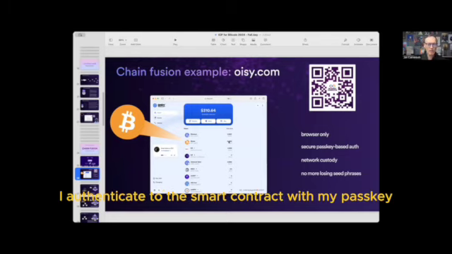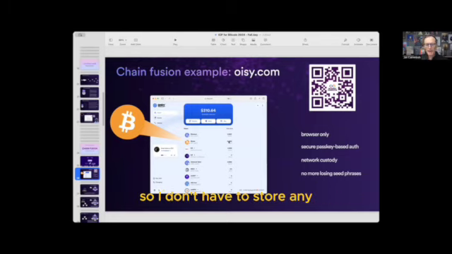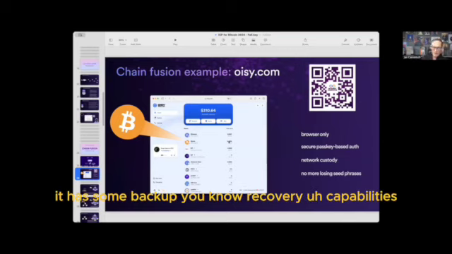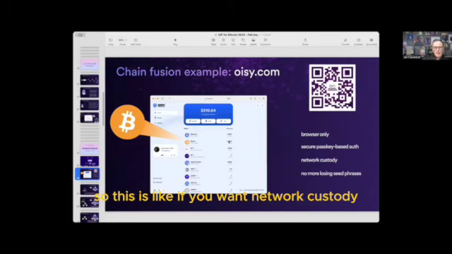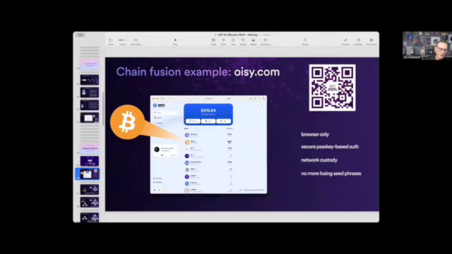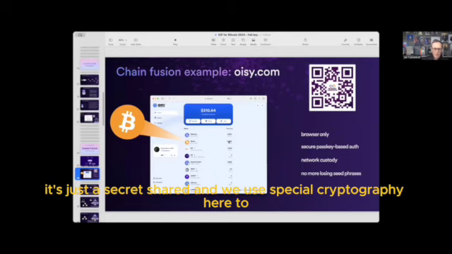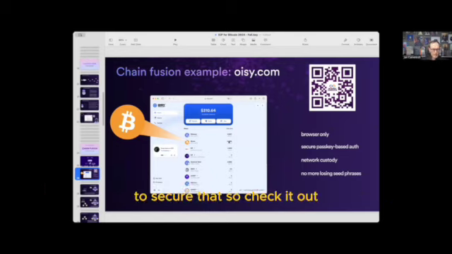I authenticate to the smart contract with my passkey, so I don't have to store any seed phrases or anything like that. All I have to take care of is my passkey, but actually Apple takes care of that, because it synchronizes the passkey across devices. It has some backup and recovery capabilities. So this is if you want network custody, because now the Internet Computer Protocol actually custodies your Bitcoin key for you. The Bitcoin private key exists nowhere on the network. It's just secret shared, and we use threshold cryptography here to secure that. So check it out. You can look at the code.